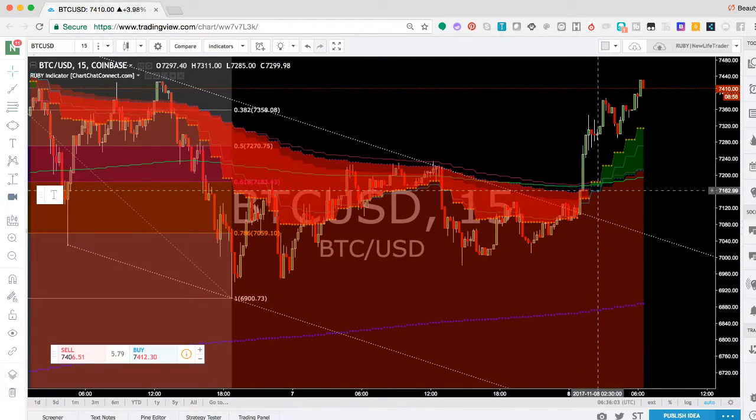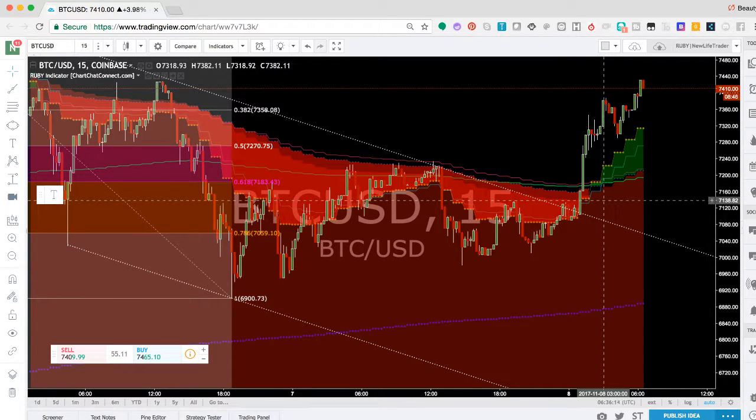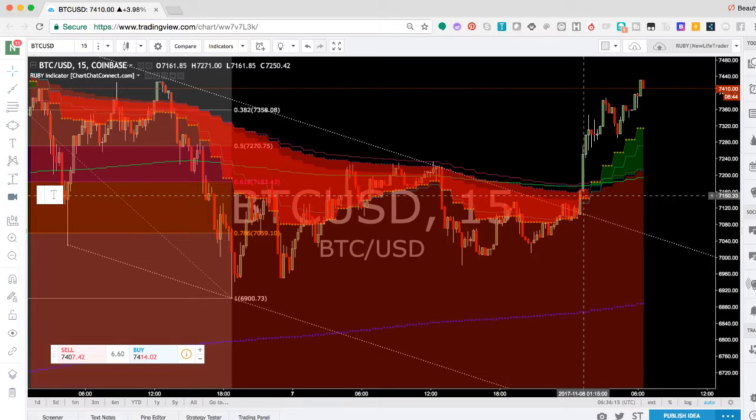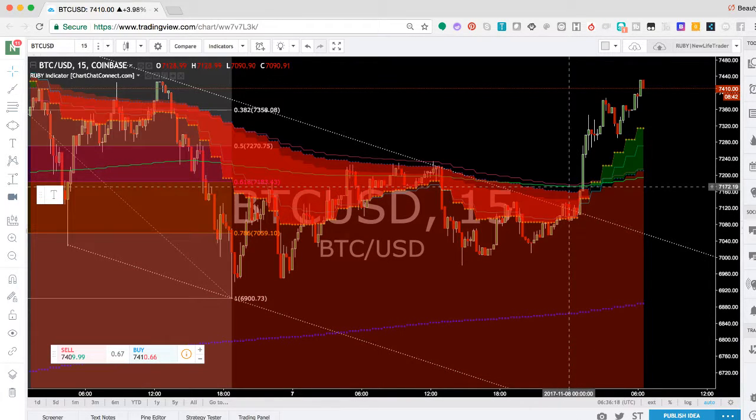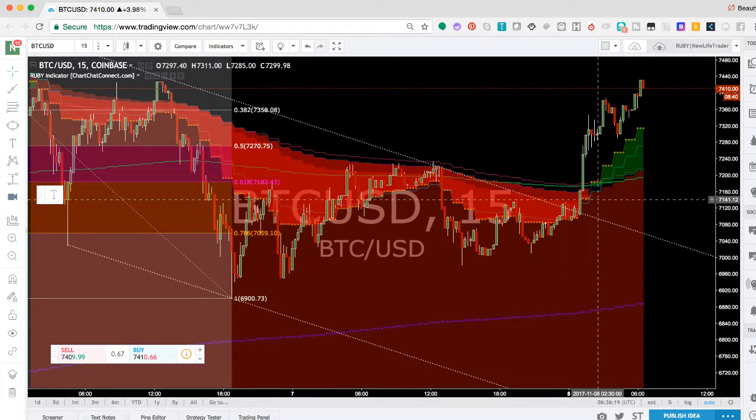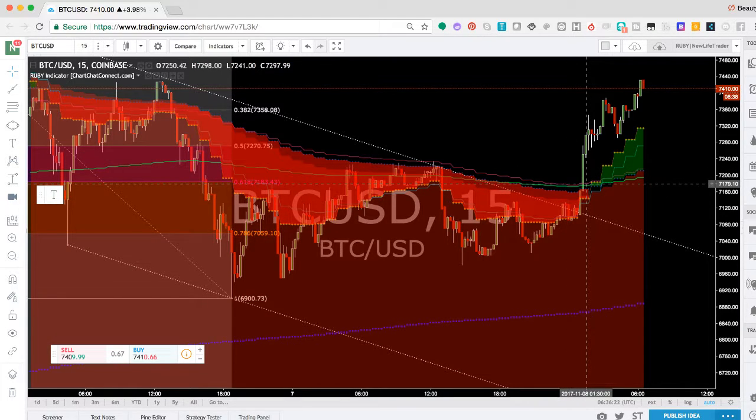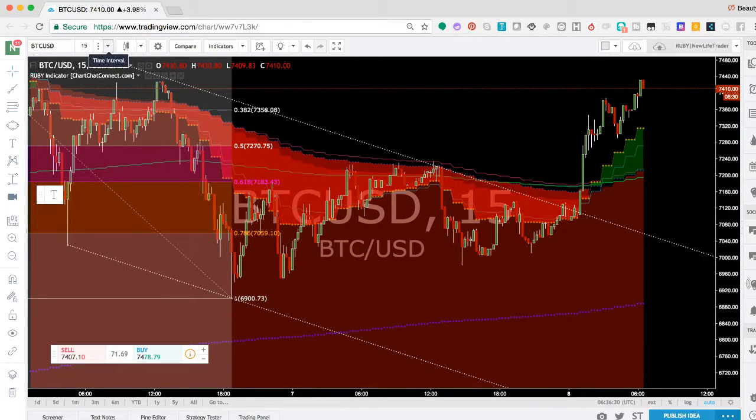This is what makes the Ruby Cross such a great tool to follow, because it's just a simplified cross with other EMAs that act as guides to help you evaluate the strength of the move. So we are waiting. We're up 3.98%.